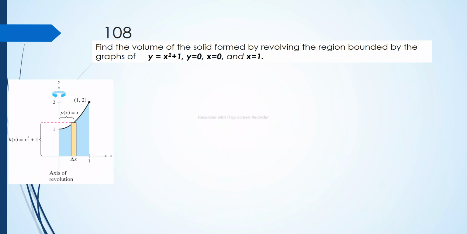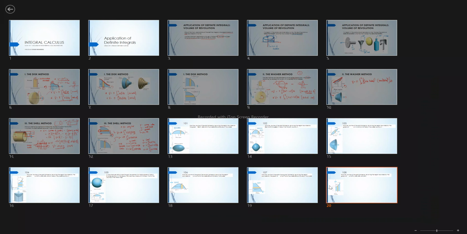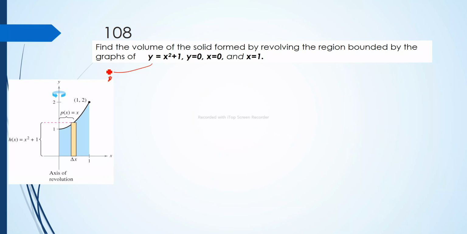Okay, down to our last problem. We are to find the volume of the solid formed by revolving the region bounded by the graphs y equals x squared plus 1, y equals x, y equals 0, x equals 0, and x equals 1. So it's already shown here, no? Actually, this is the same problem from our previous example. Let's try to solve it first here. The axis of revolution is the y-axis.